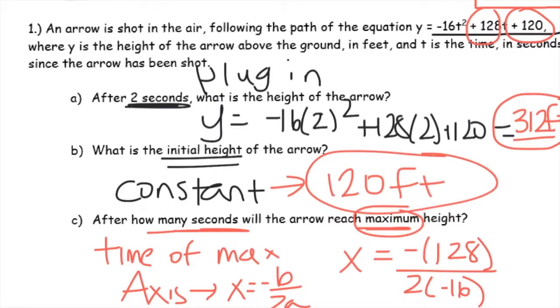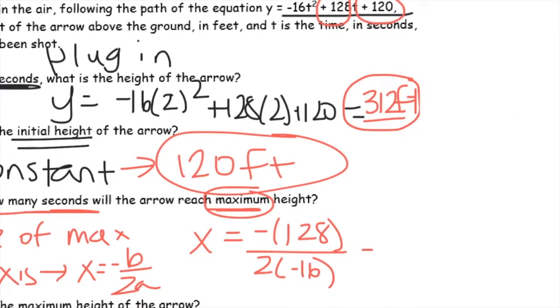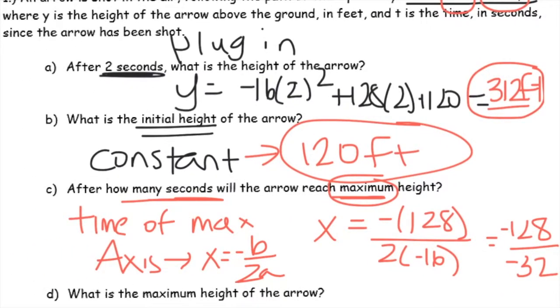So what this is asking is, after how many seconds will the arrow reach its max height? We're going to be doing negative 128 divided by negative 32, and the answer is 4 seconds. The time of maximum height is always going to be the axis of symmetry. You see maximum height, but they ask for the time, so you get your axis of symmetry first.